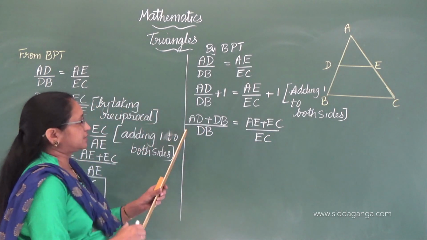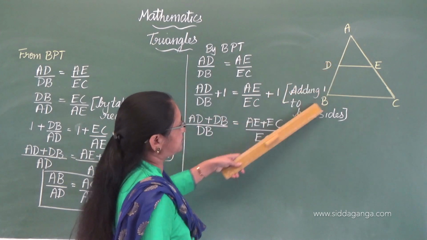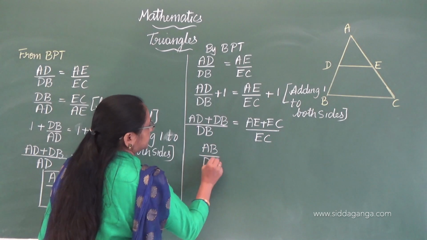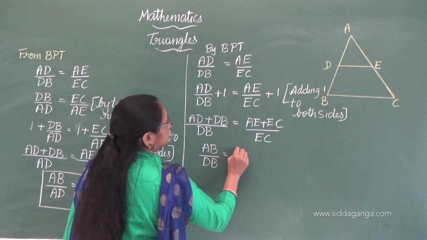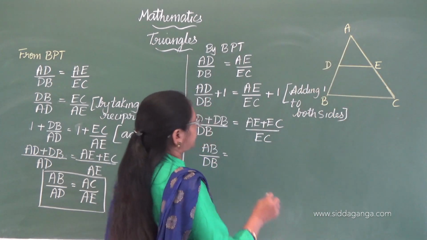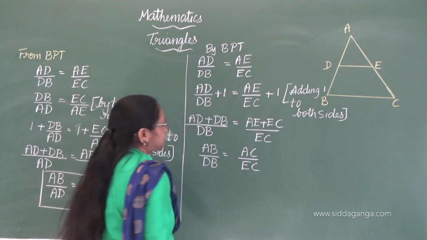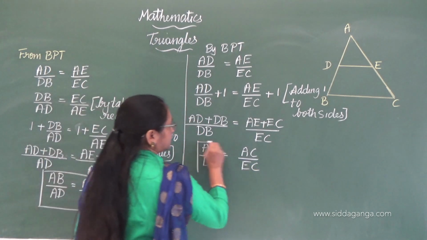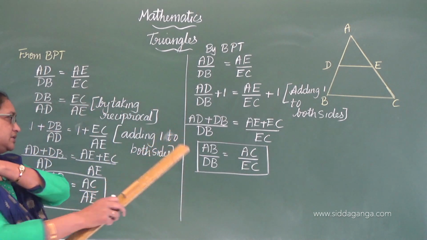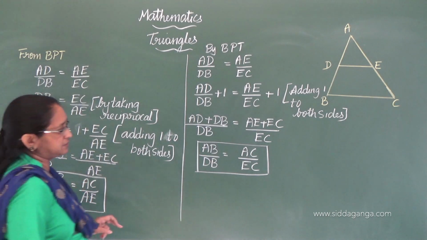Now just observe the figure carefully. AD plus DB, I can write it as AB by DB is equal to AE plus EC, and AE plus EC will be equal to AC by EC. See here, I got another result. Just see the difference between this and this. See here, AB by AD is equal to AC by AE.